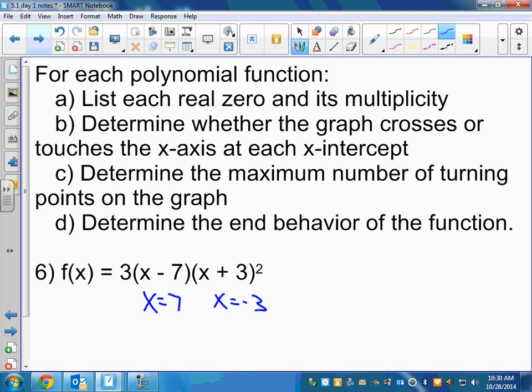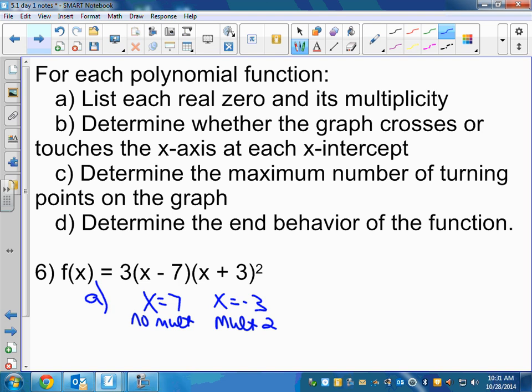List each 0 and its multiplicity. X minus 7, what's multiplicity? None. There's no power out here. If there's none, you don't even have to say it. But if you want to, you can say no multiplicity. What about negative 3? What's its multiplicity? The multiplicity is the power on the outside, so this one has a multiplicity of 2. That is part A.